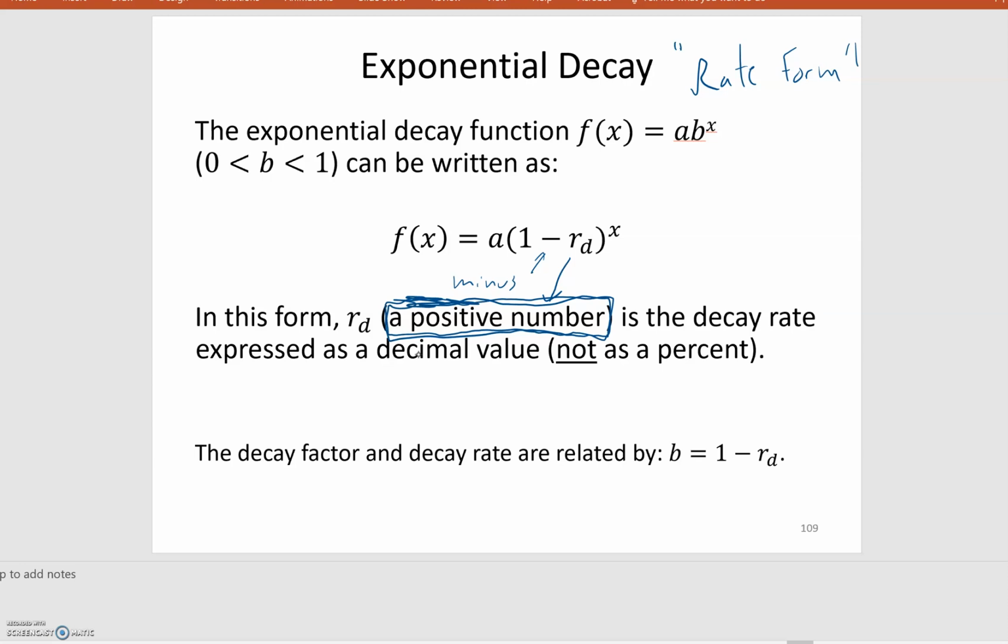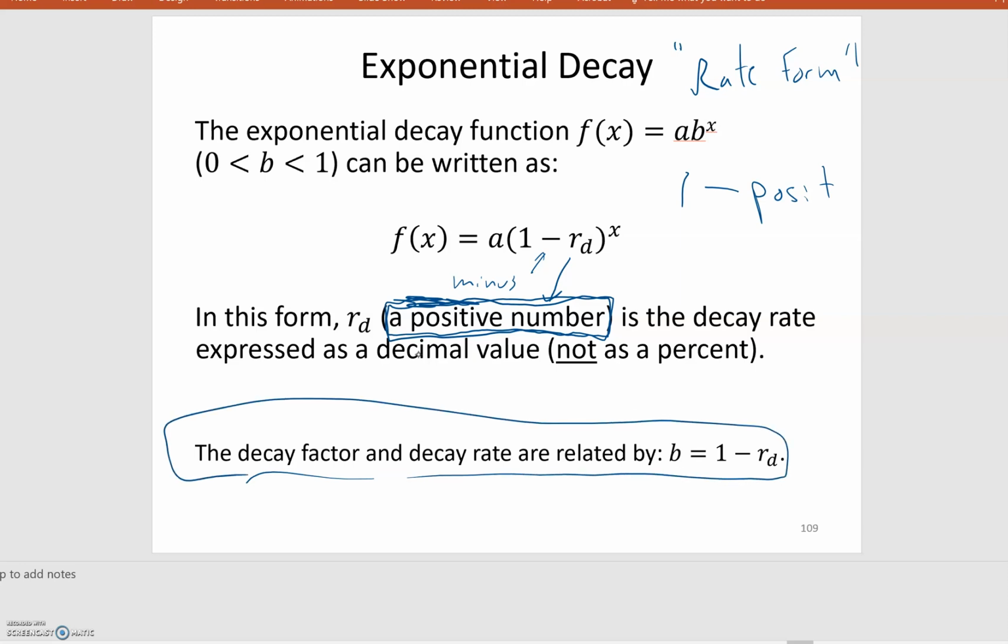So the way that we express this is 1 minus a positive number. Okay, and that's in terms of decay rate. And what's the connection between the decay factor and the decay rate? Well, the same as it was for the growth factor and growth rate, almost. It's b equals 1 minus r_d. So for the growth rate, that was b equals 1 plus r, right? For growth. Okay.